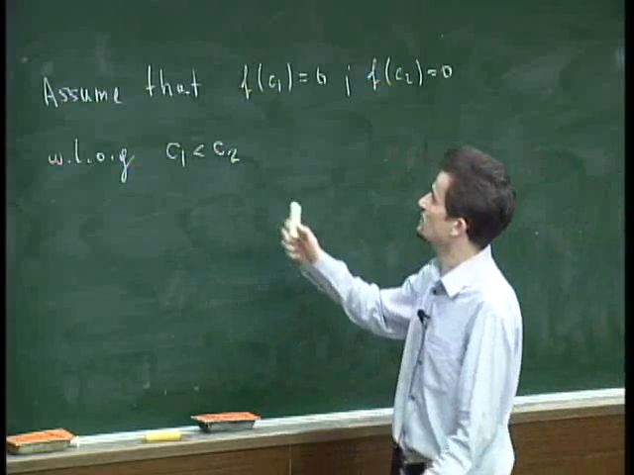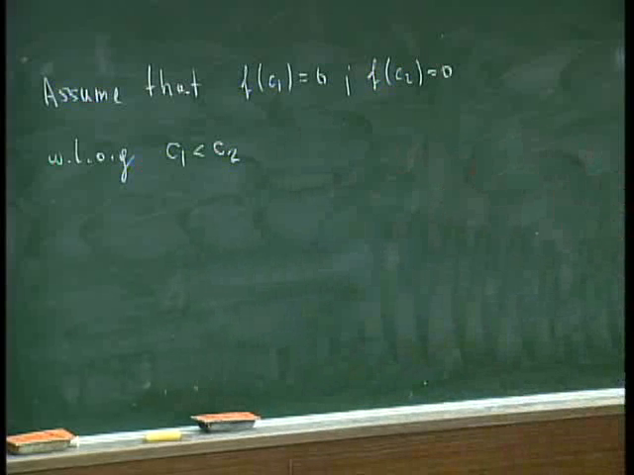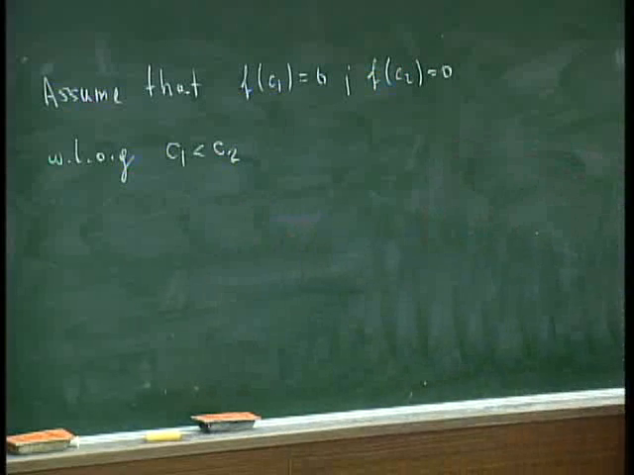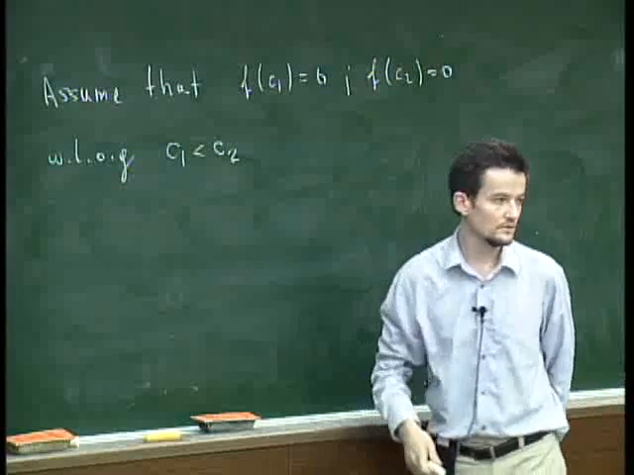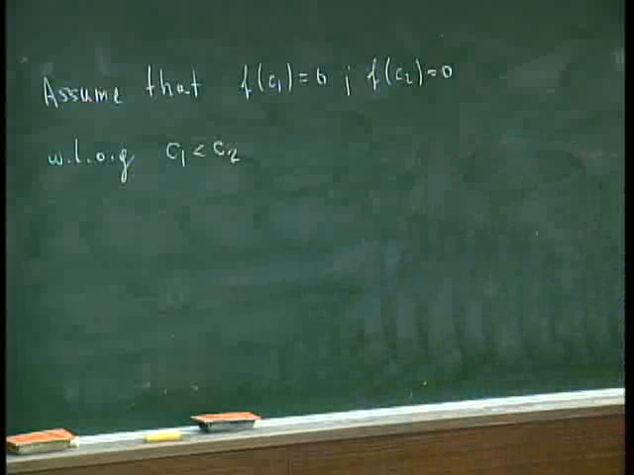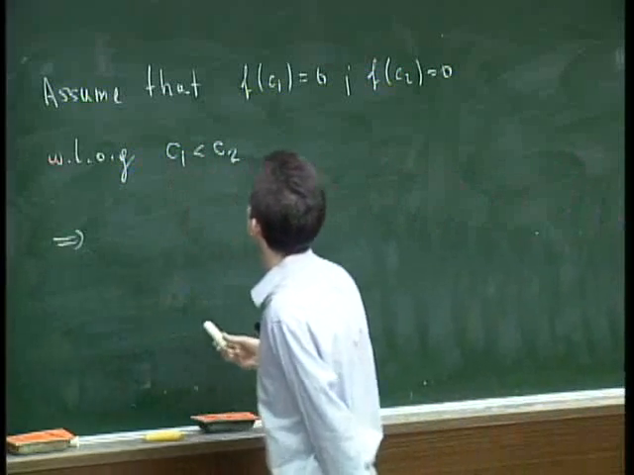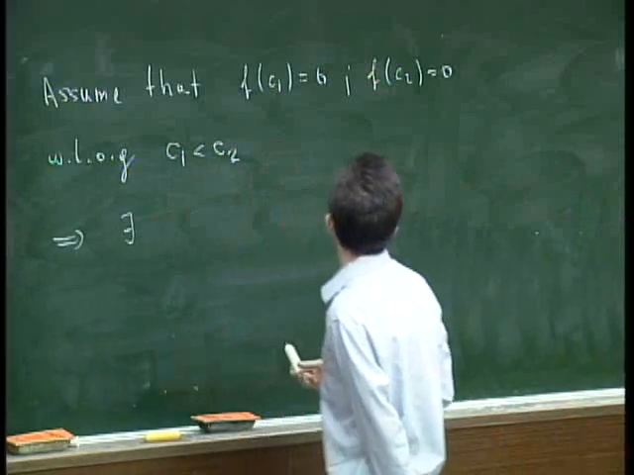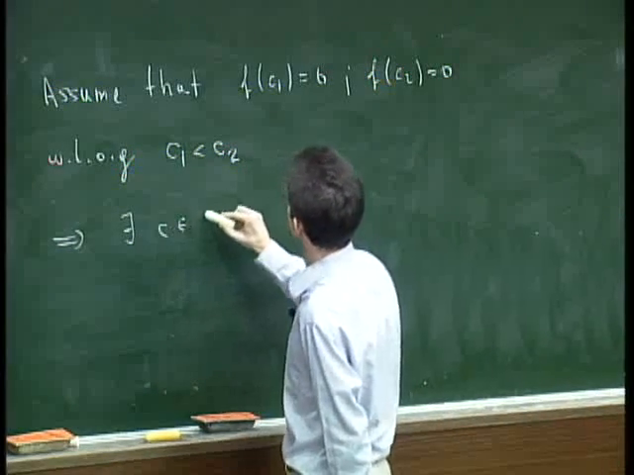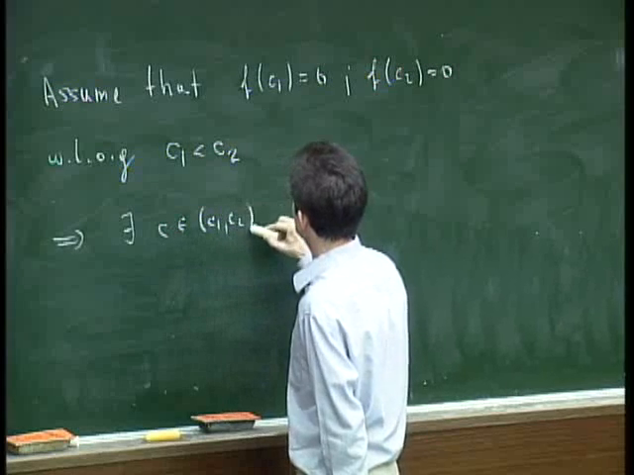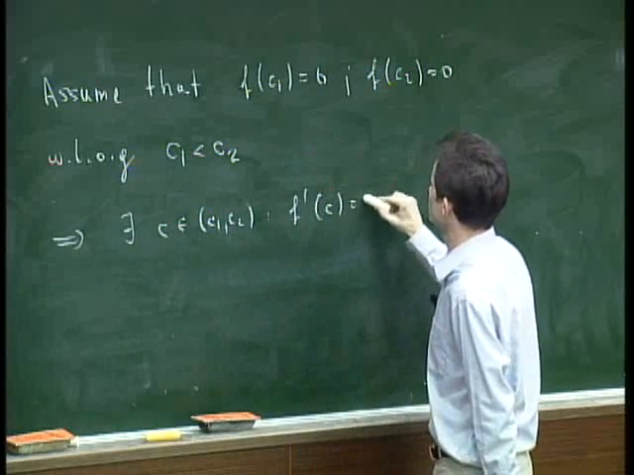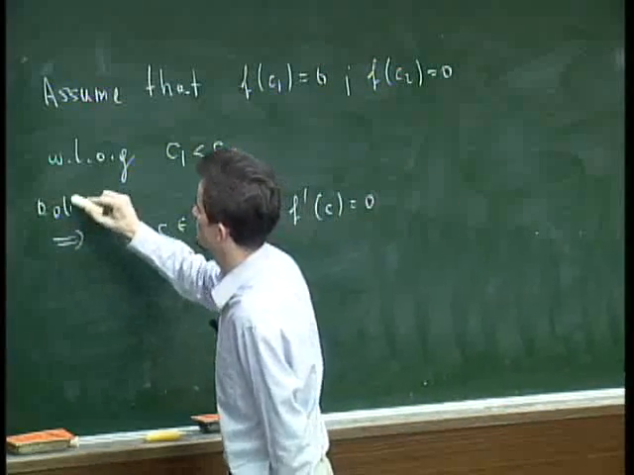Now you check. The function f is a polynomial, so the function is certainly continuous on the closed interval [c1, c2]. The function is differentiable on the open interval (c1, c2). And you see that f of c1 is equal to f of c2. So all the assumptions of Rolle's theorem are satisfied. So Rolle's theorem tells you there exists some number c such that the derivative at this number is equal to 0.